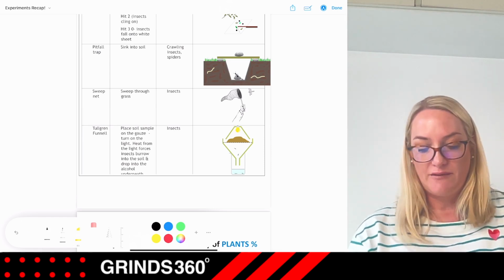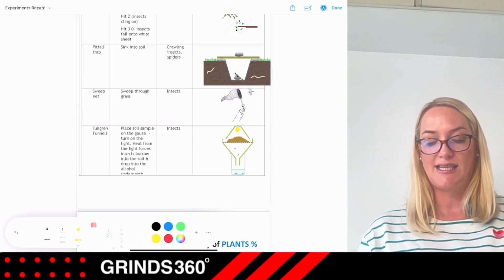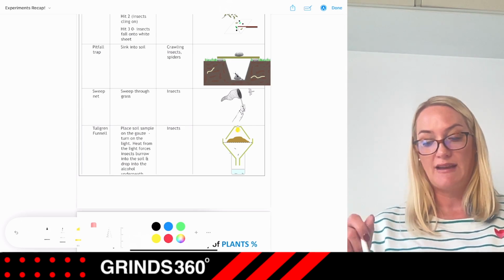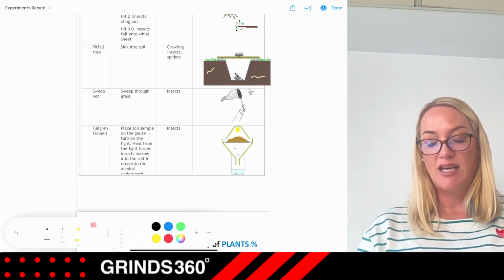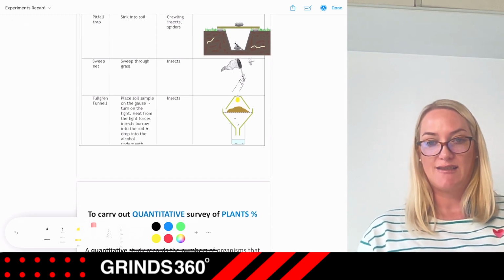So then your Tullgren funnel. Now, they might be sneaky and throw this back in again to see, have people looked at the past papers? Have people seen that this was badly answered? So what I would do for this, the Tullgren funnel, in class, is we don't do it.